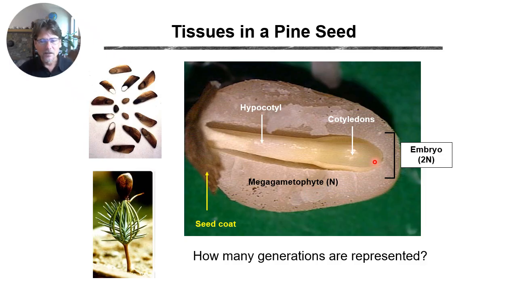And then in the center here you have the young embryo. Again, you can see it looks a lot like the plant that will eventually germinate. So you have the root-shoot axis with the hypocotyl and numerous cotyledons. That represents the diploid embryo that formed from fertilization. So there are actually 3 generations represented in the seed of a gymnosperm.